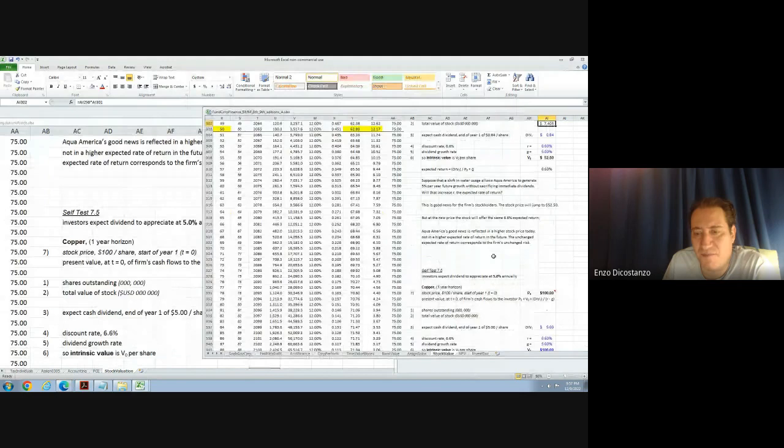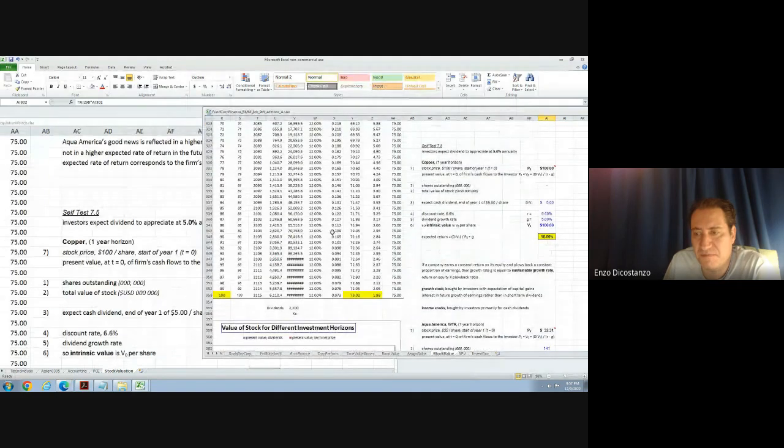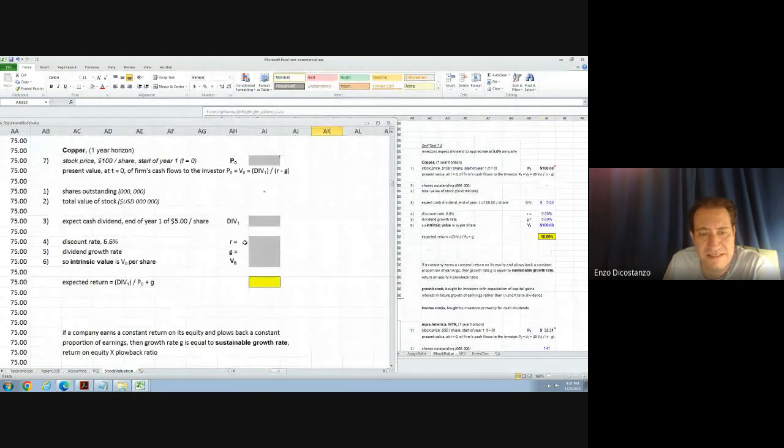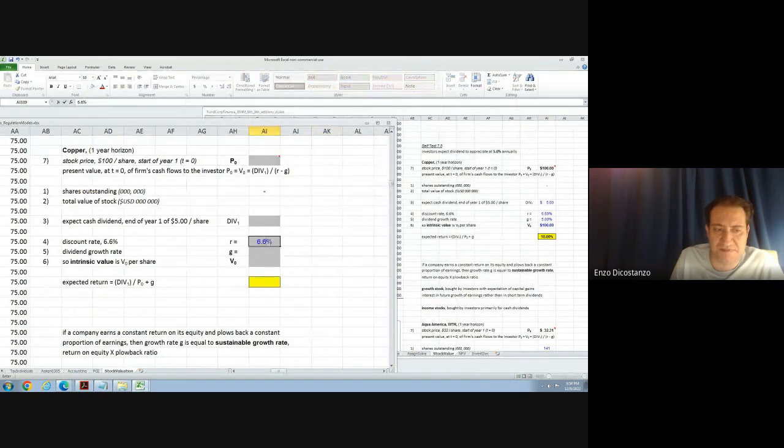This is that copper example. This is again a 6.6% discount rate, 5% growth rate. We expect a $5 dividend. So this is going to be equal to parenthesis dividend divided by 6.6 minus G. Okay.